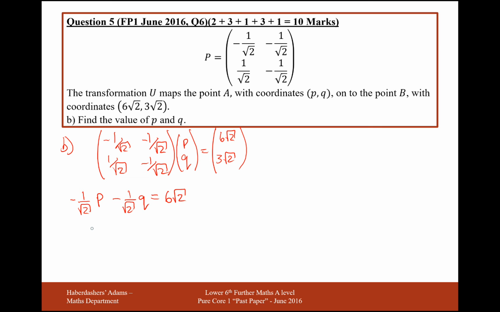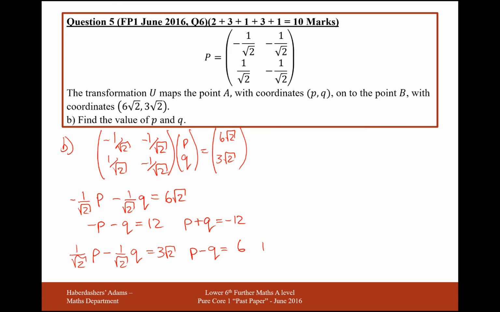times P minus 1 over root 2 times Q equals 6 root 2 on the top. If I times through by root 2, I get minus P minus Q equals, times this by another root 2, so that becomes a 2, so 2 times 6 is 12. So P plus Q equals minus 12. And for the second one, it's going to be 1 over root 2 P minus 1 over root 2 Q, which will equal 3 root 2. Multiply this up by root 2 and you get P minus Q equals 6.